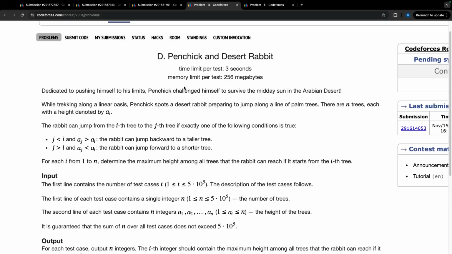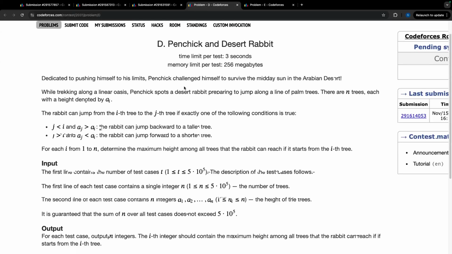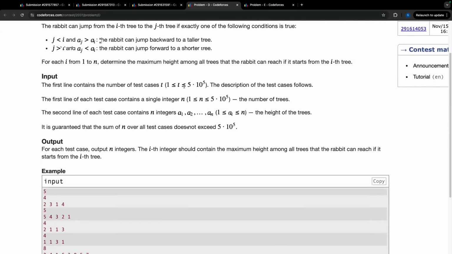So what does this mean, guys? This means that if you're on a particular index i, then you can go backwards to a taller tree. Otherwise, if you're going forward, you go forward to a shorter tree. For every index i to n, you need to determine the maximum possible height that is reachable by that rabbit if the rabbit starts on the ith tree.